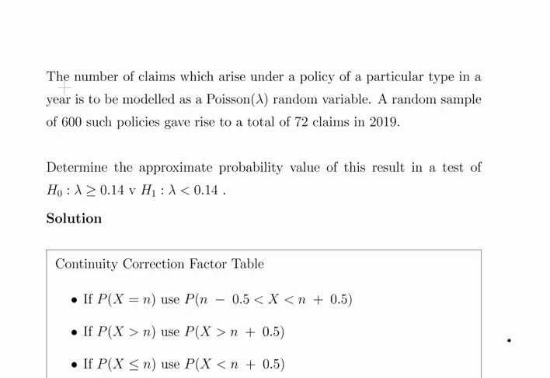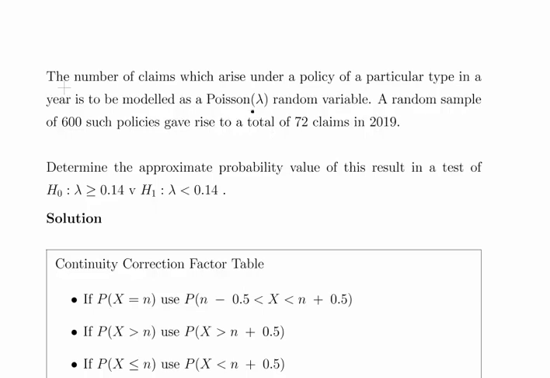Okay, in this presentation we're going to look at a Poisson random variable. This is used in an insurance situation. The number of claims which arise under an insurance policy of a particular type in a year is modeled as a Poisson random variable with parameter lambda.